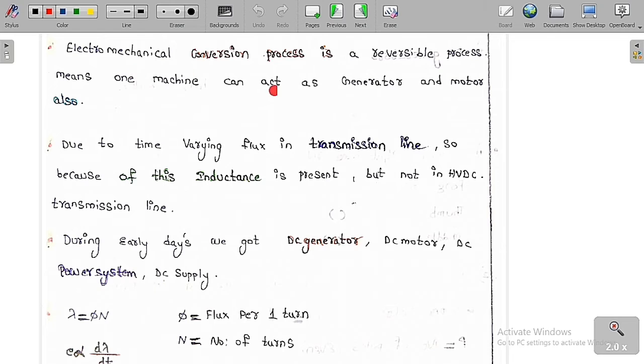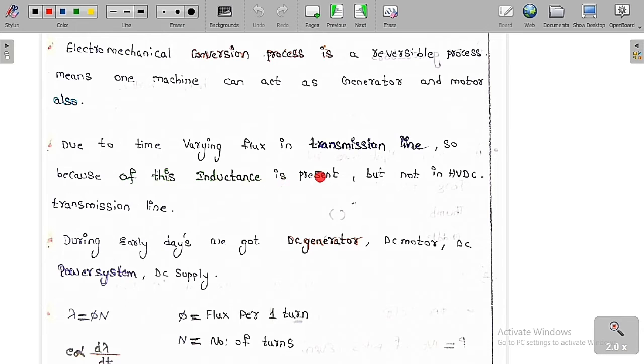This electromechanical conversion process is a reversible process, meaning one machine can act as both generator and also the motor. I have already told you, one machine can act as both generator and motor, because the electromechanical conversion is basically a reversible process. Simply we can say that if you give electrical input, we can get the mechanical output. Similarly, if you give the mechanical input, then you can get the electrical output.